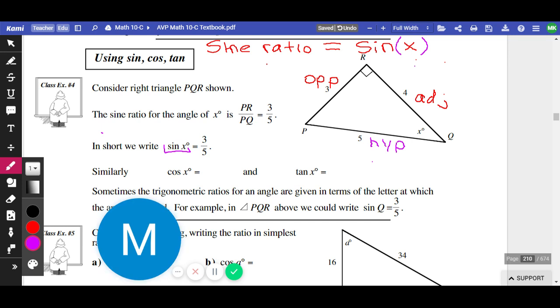Opposite over hypotenuse. You can do the same thing for the other two trigonometric ratios. So looking at this guy right here, that means the cosine ratio based on angle x. Looking up here, cosine ratio is adjacent divided by hypotenuse. Adjacent is 4. Hypotenuse is 5. Just a shorter, quicker way of writing it than writing cosine ratio. The last one, tan x. That means the tan ratio based on angle x is opposite divided by adjacent. Opposite is 3. Adjacent is 4.